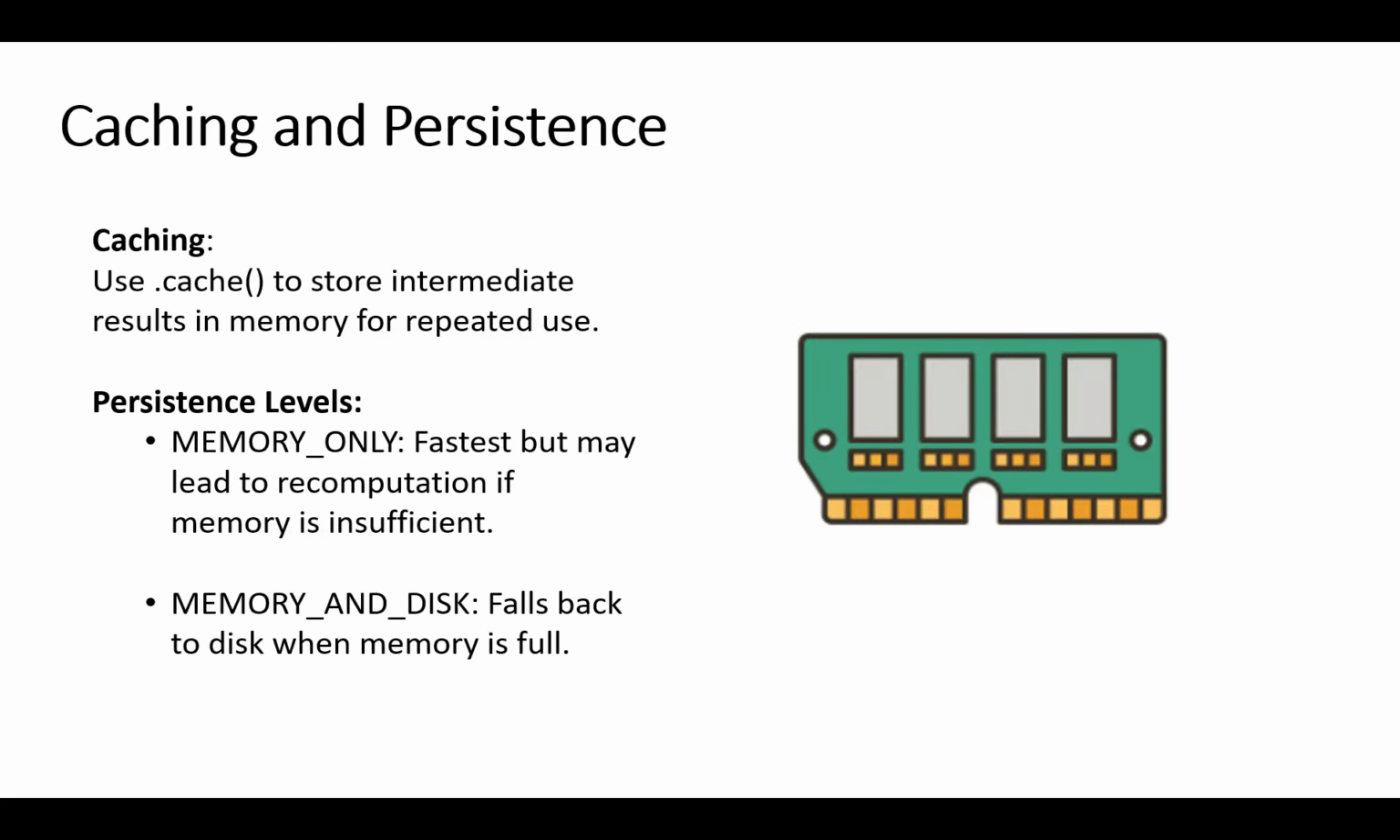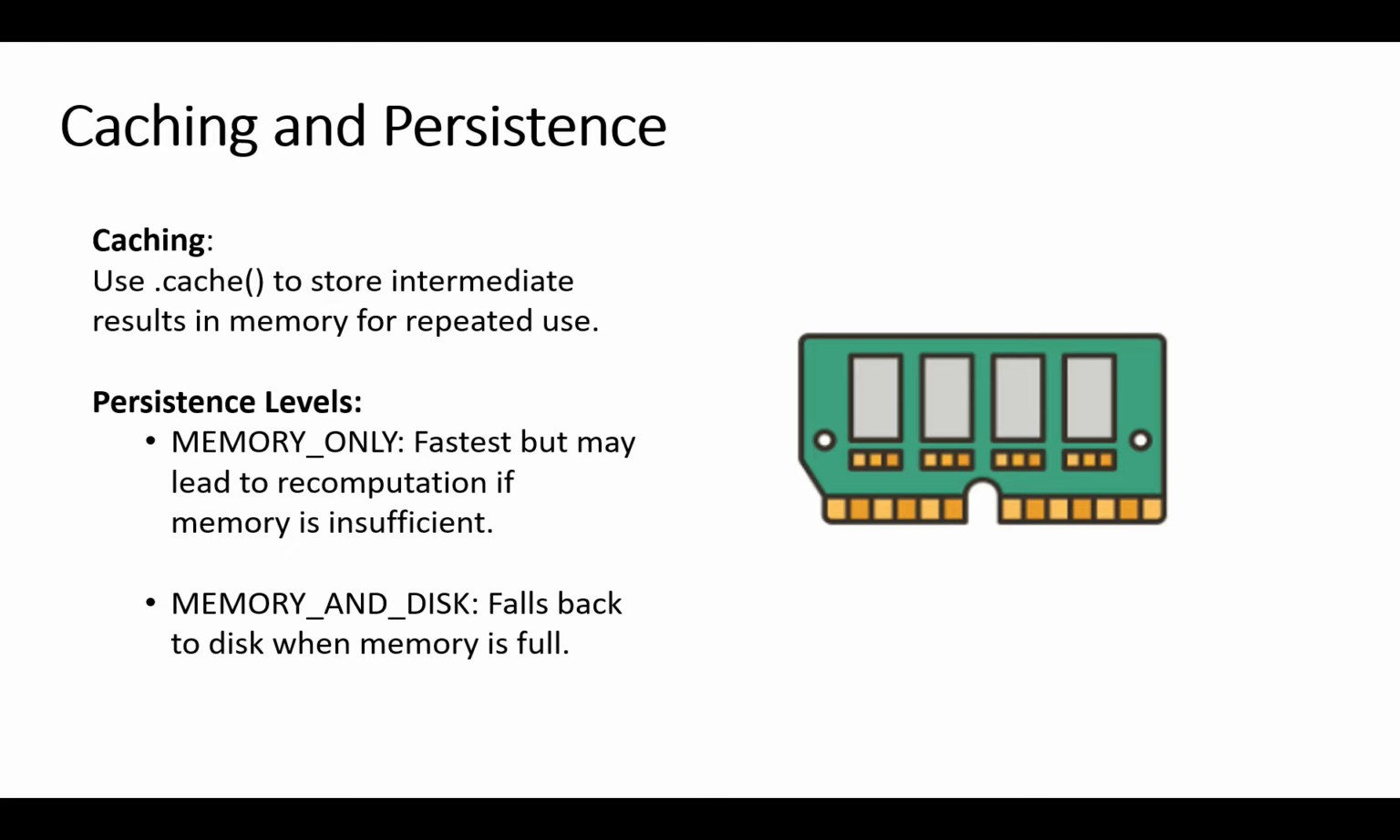Then comes caching and persistence. Now this is important. If we can cache data, it will help us to get performance benefits. So we can use the cache function to store intermediate results in memory so that we don't have to recalculate them. They can be used repeatedly. And you can use different persistence levels for caching. It can be memory only, which is fastest because your data is in memory. No recomputation is required. But you can have memory and disk also. In that way, there is a fallback option.